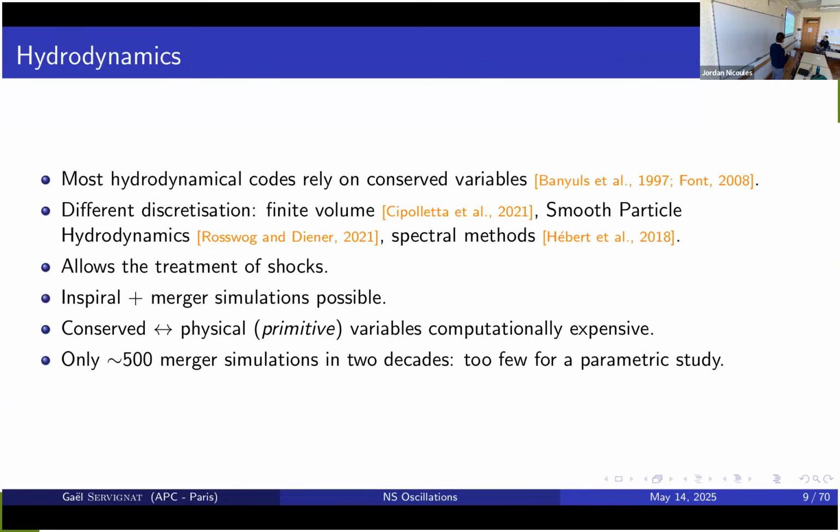The conserved variables are defined in terms of some physical variables that you need to know in the code. And this is really computationally expensive. So let's say we want to skip this. I'm going to just try it.